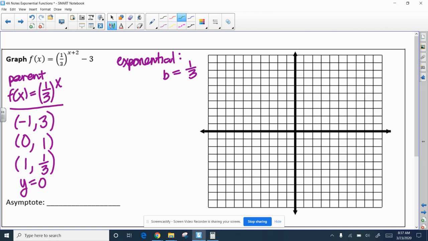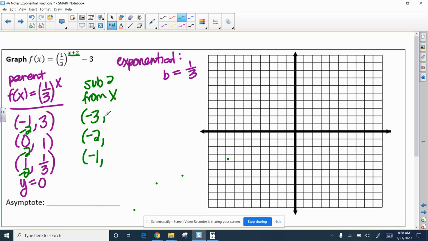All right, let's look at our transformations here. I've got this +2 that's with the x, so I know that's affecting the x values. The +2 with the x is going to be making the graph shift to the left. And remember, with the x, we do the opposite operation. So since it's a +2, we're going to subtract 2 from the x. So let's subtract 2 from all our x values. So my new x values are -3, -2, and -1.